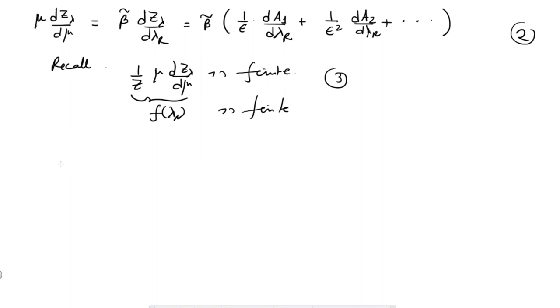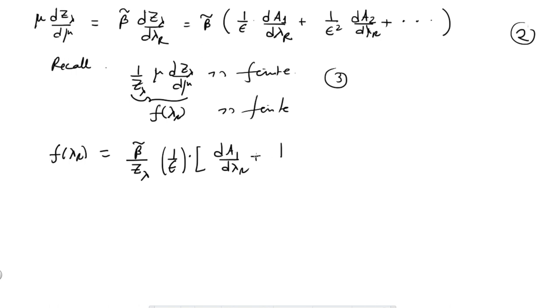So you get f of r. So I'm dividing the equation 2 by z of lambda. So that gives you f of lambda r is equal to beta tilde, that's the beta tilde here, over z lambda. Now I'll pull out 1 over epsilon times what you have here, dA1 over d lambda r, plus 1 over epsilon dA2 over d lambda r, plus other higher order pole terms.